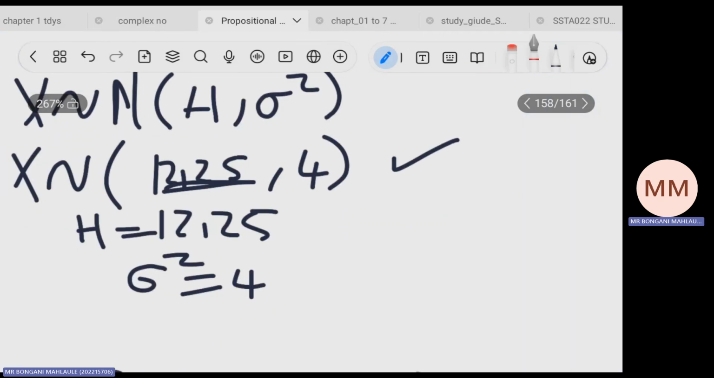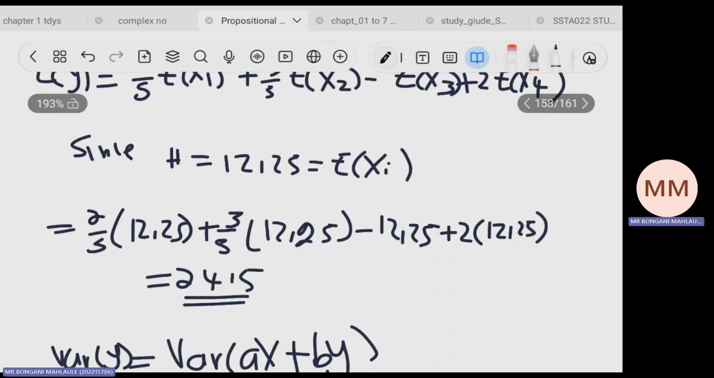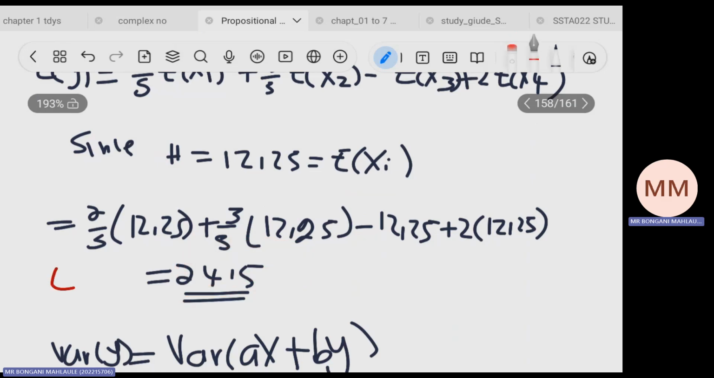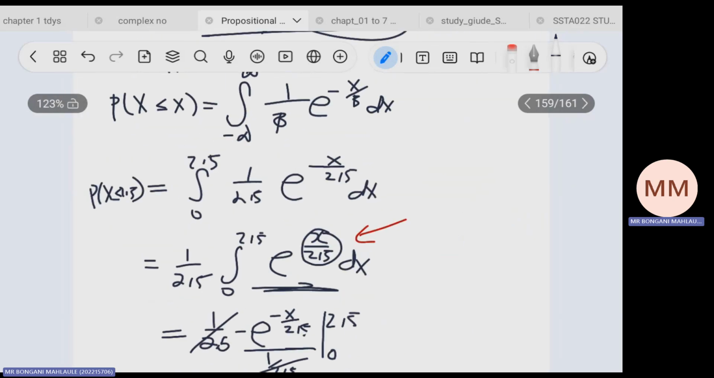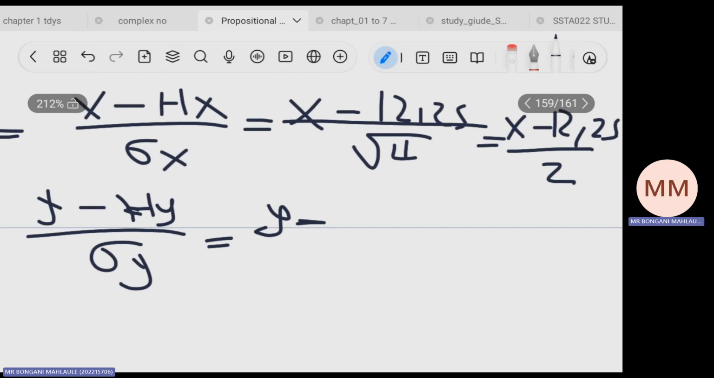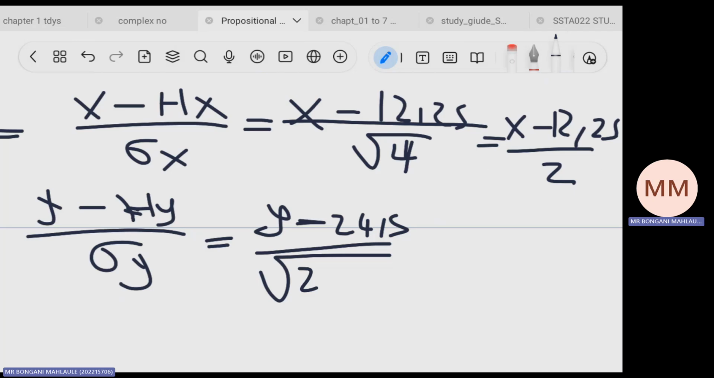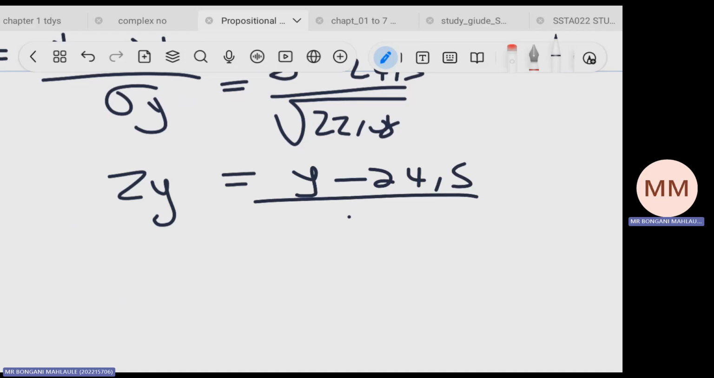This one is, remember, the mean of x and the variance of x. But here we found the mean of y. This was the mean of y. And the variance of y, we found 22.08. So even here you will substitute 24.5, the root of 22.08. So you should get your z score of y to be y minus 24.5 over the root of 22.08.